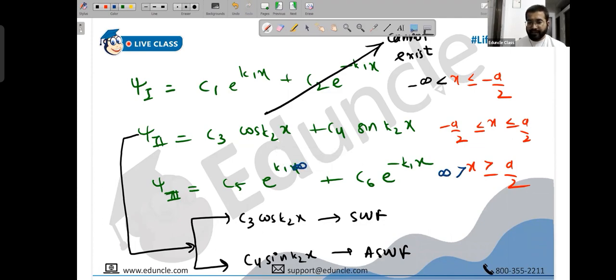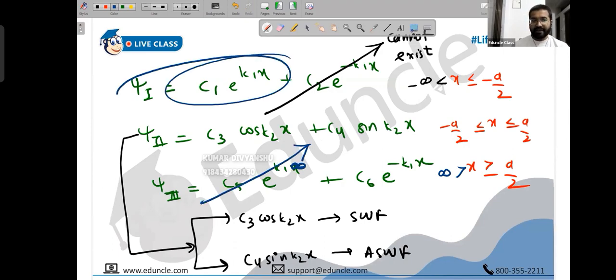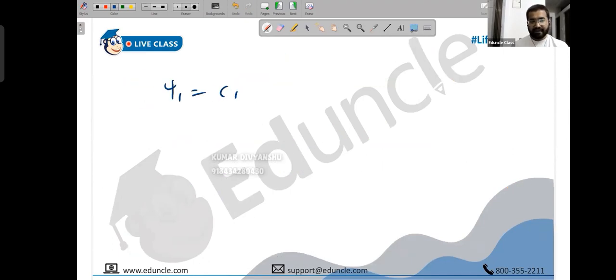If I substitute infinity here, e raised to minus infinity is not a problem because this becomes 0. So that's fine. Wave function can be 0. But when you substitute infinity here, e raised to infinity makes this infinity. Wave function becomes infinite. This cannot be possible. So C5 is 0. So your answer is C1 e raised to K1x. That's Psi 1, people.